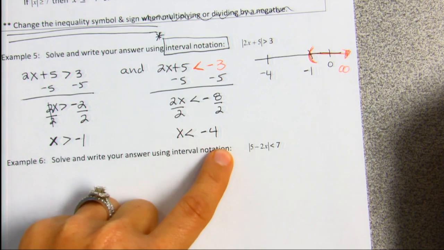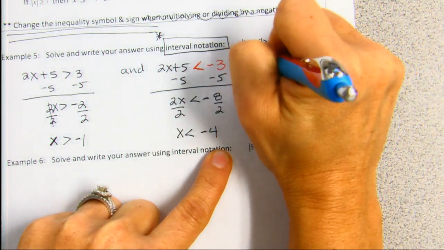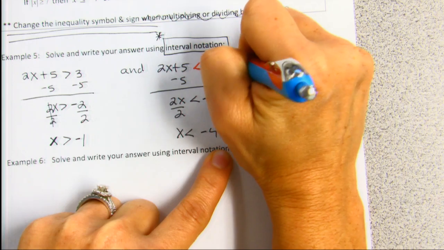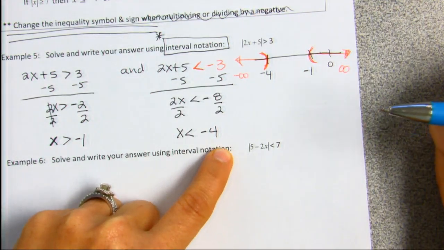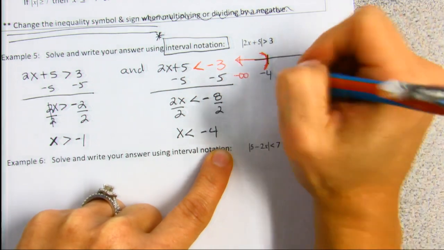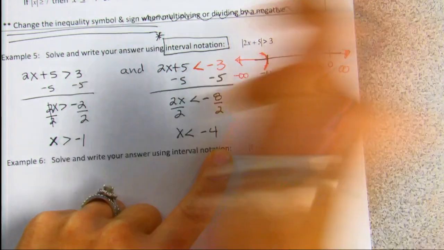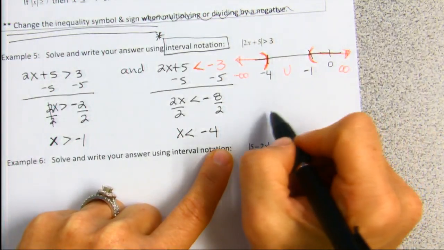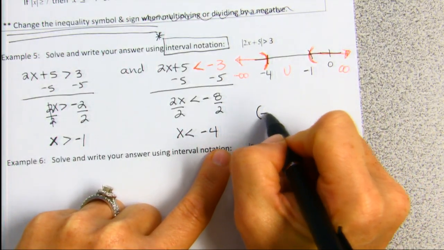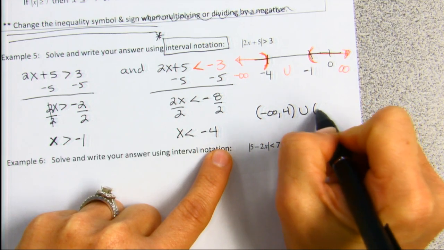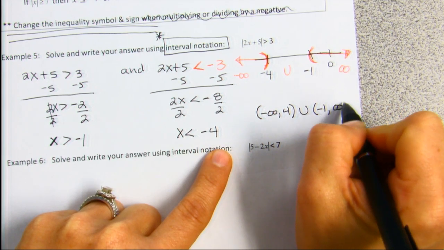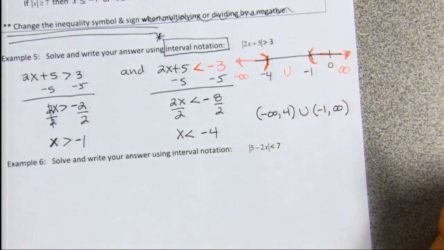X is less than negative 4. So that would go to the left to negative infinity. What do I put in the middle when writing this? Union. So since they don't share solutions, we say soft bracket negative infinity comma negative 4, union soft bracket negative 1 comma infinity soft bracket.